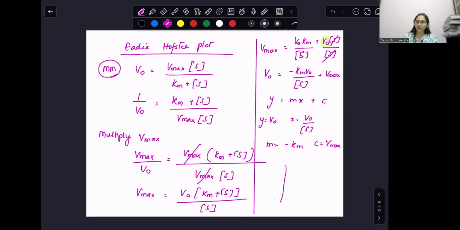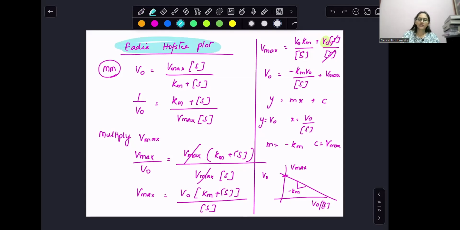So now I will plot the graph. I take V0 by S on the x-axis and along the y-axis I plot V0, and I will get a line like this. So my slope is going to be minus Km, right? And the y-intercept is going to be V max. Is it fine? So this is how my Eadie-Hofstee plot is going to look.